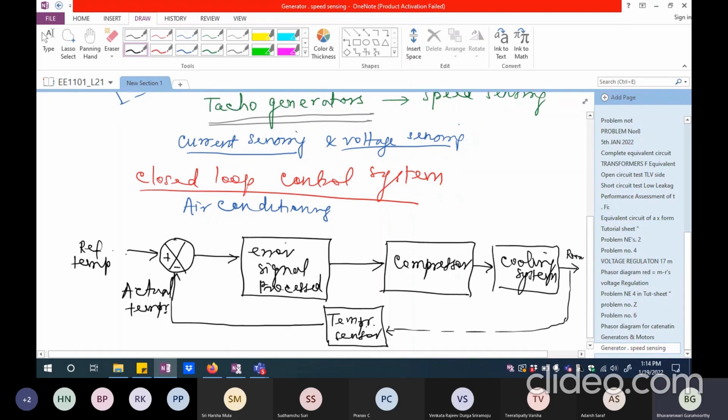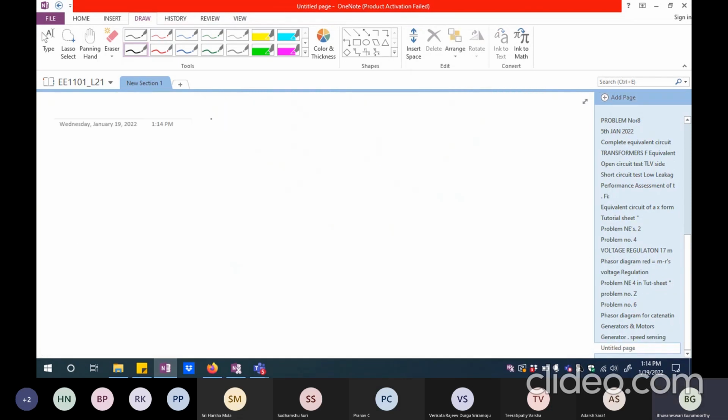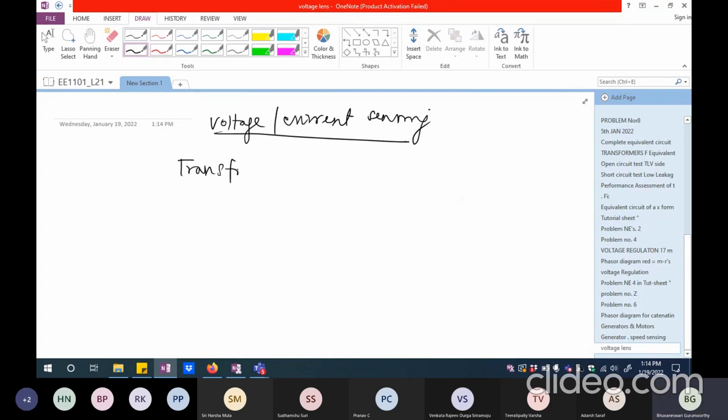So how do we sense the voltage or current? Voltage and current sensing can be done with the help of a transformer. Then you may have a simple rectifier unit. And then directly this voltage or current information will be disseminated to the control unit.